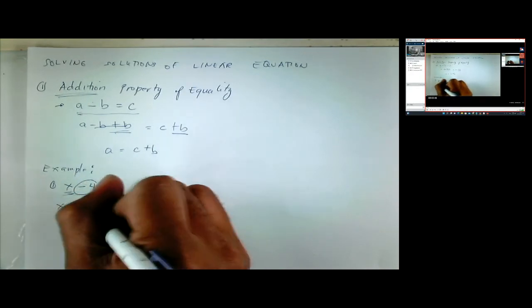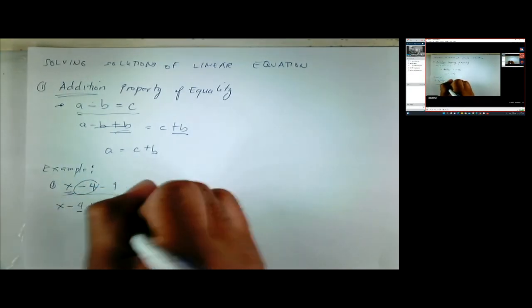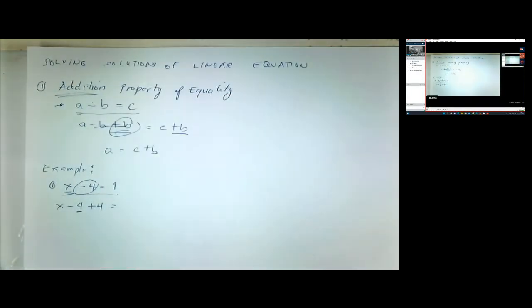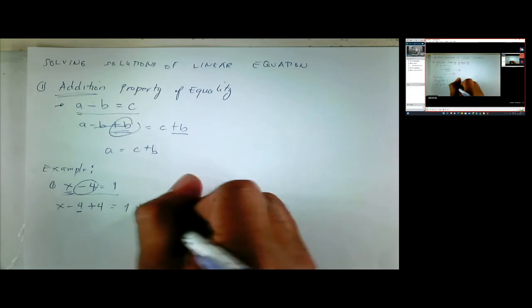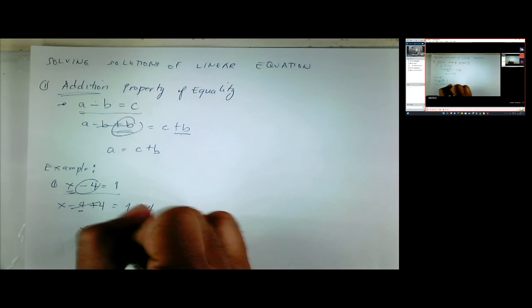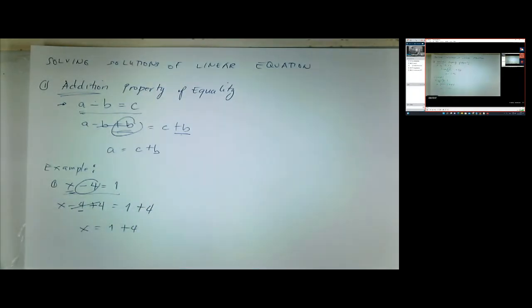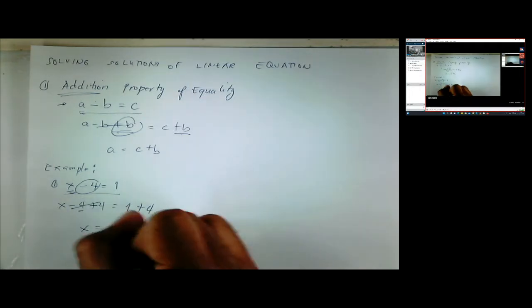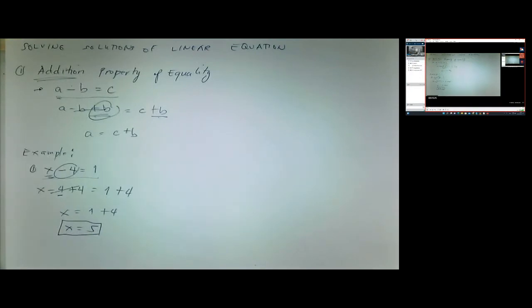So we will have x minus 4 plus 4. And if we add 4 onto the left side, we need to add 4 onto the other side of the equation. Because since it is an equation, what you do to the left, you also need to do to the right side of the equation. And so we will have here x is equal to 1 plus 4. And what is 1 plus 4? That is 5. That's why earlier, 5 is a solution to x minus 4 is equal to 1. This is what the addition property of equality is.